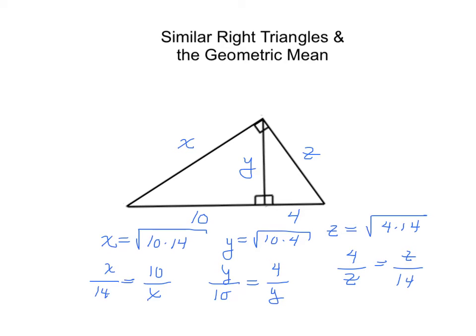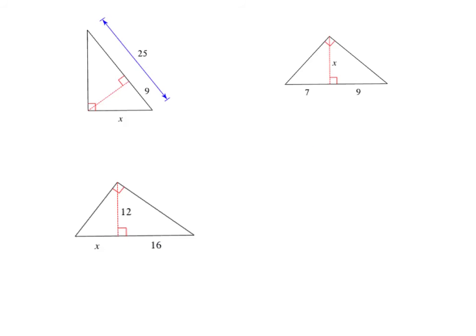Okay, let's do a couple of examples, and I have a few. In this first example, the right triangle is oriented differently from what you saw in the previous slide, but there's the right angle, and then there's the altitude. So this leg is the geometric mean of this piece of the hypotenuse and the entire hypotenuse. So x is the square root of 9 times 25. And if you clean that up, you get the square root of 9 is 3, the square root of 25 is 5, so x equals 15.